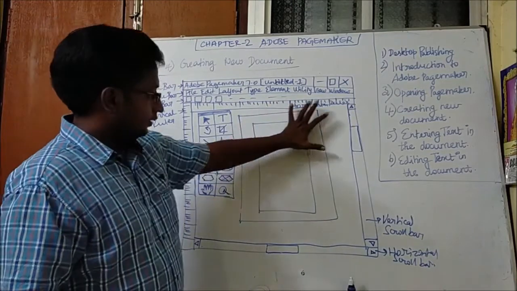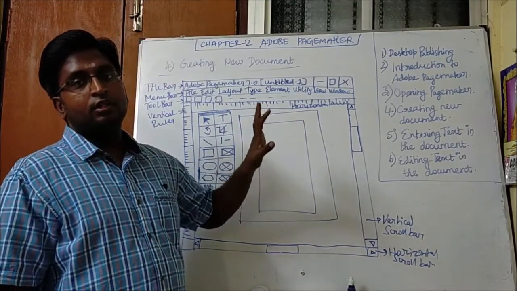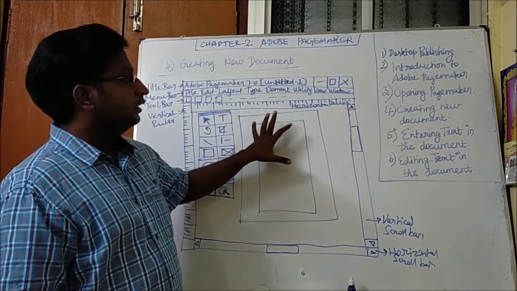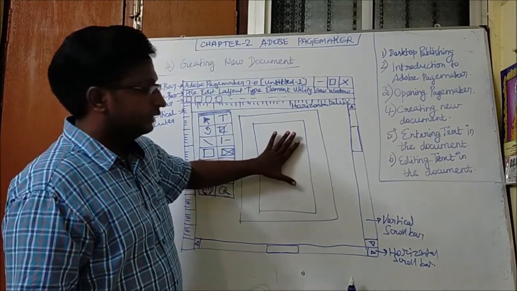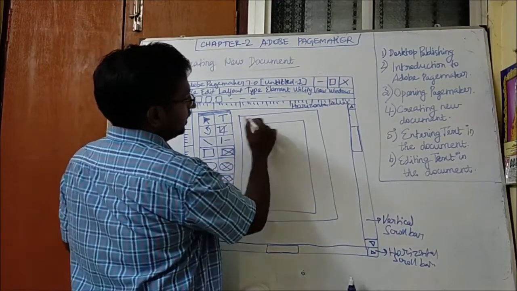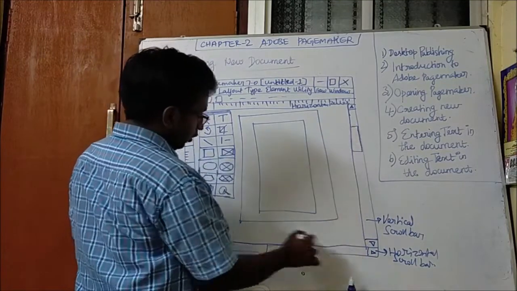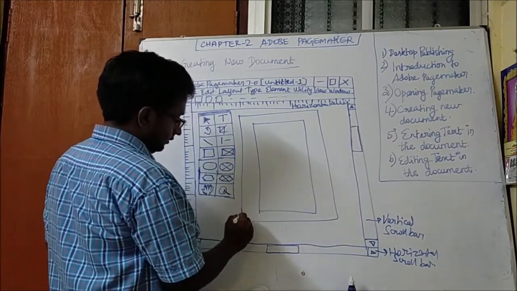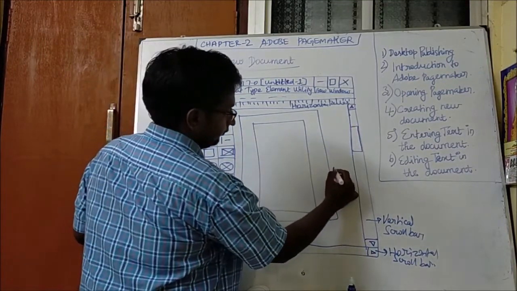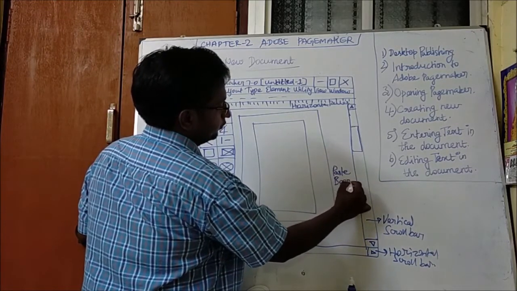So this is the layout area. This is the area where we are going to create a new layout. This white space is the page, and this is the outer margin, and this outer area is called the pasteboard.